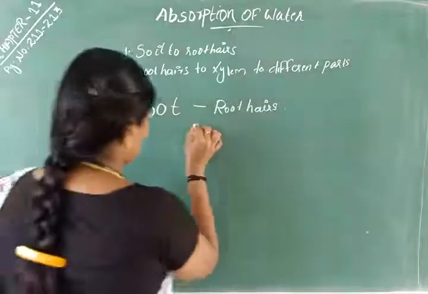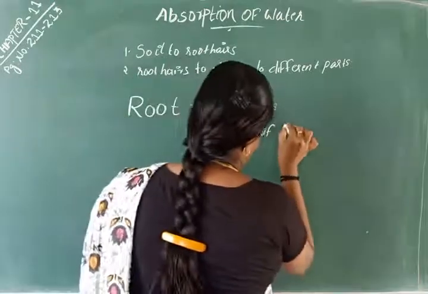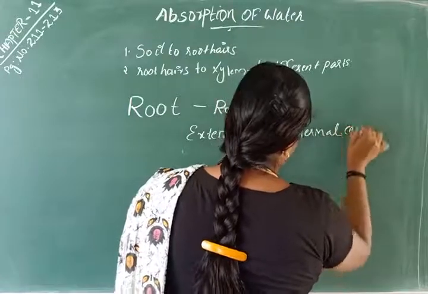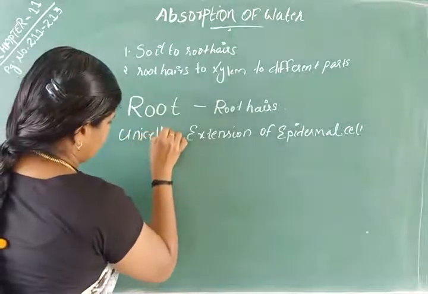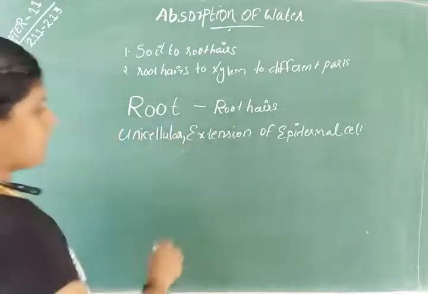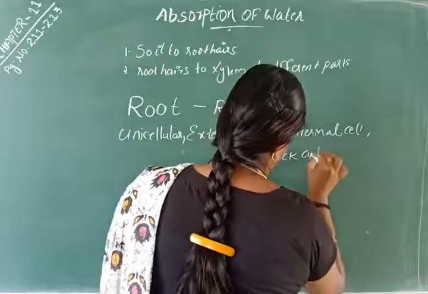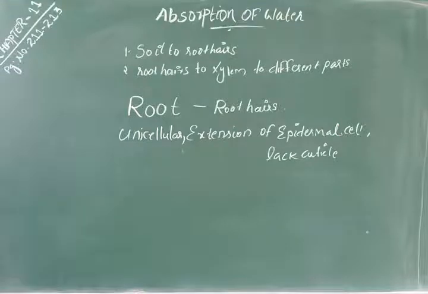Root hairs are unicellular, that is a single cell, and it is the extension of epidermal cell which lacks cuticle. So, absorption of water takes place in two steps. From soil, root hair absorbs the water and it passes through the xylem vessels, and from xylem to the different parts of the plant body.